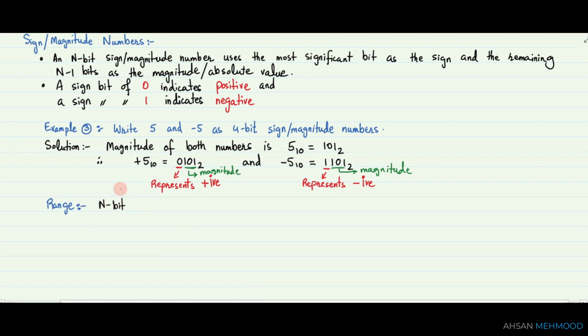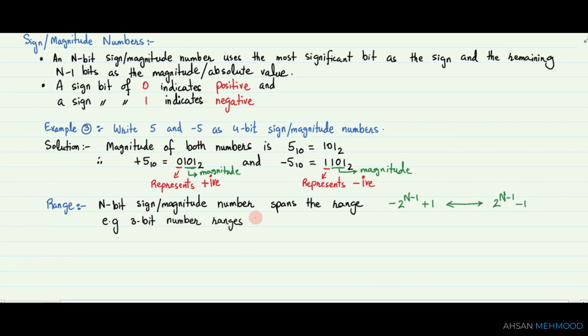The range of n-bit sign magnitude numbers spans from -2^(n-1) + 1 to 2^(n-1) - 1. For example, a 3-bit binary number spans from -3 to +3. Sign magnitude numbers are intuitively appealing, but they have some shortcomings due to which they are not much used.